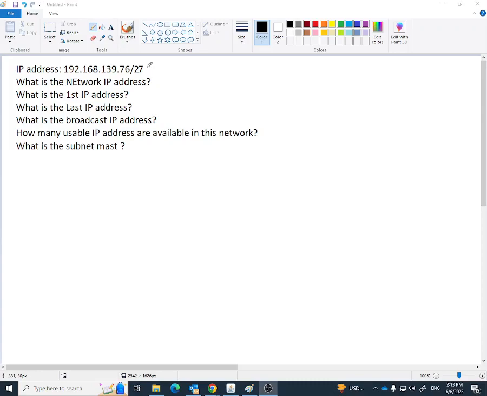So we're going to try to figure out what the network IP address is for this given IP address. We're going to try to find the first available IP address, the last available IP address, the broadcast IP address, and then figure out how many usable IP addresses are available within this network. And then, well, the order here is not necessarily correct, we're going to try to figure out the subnet mask. Oh, this is mask, not masked. Let me fix it.